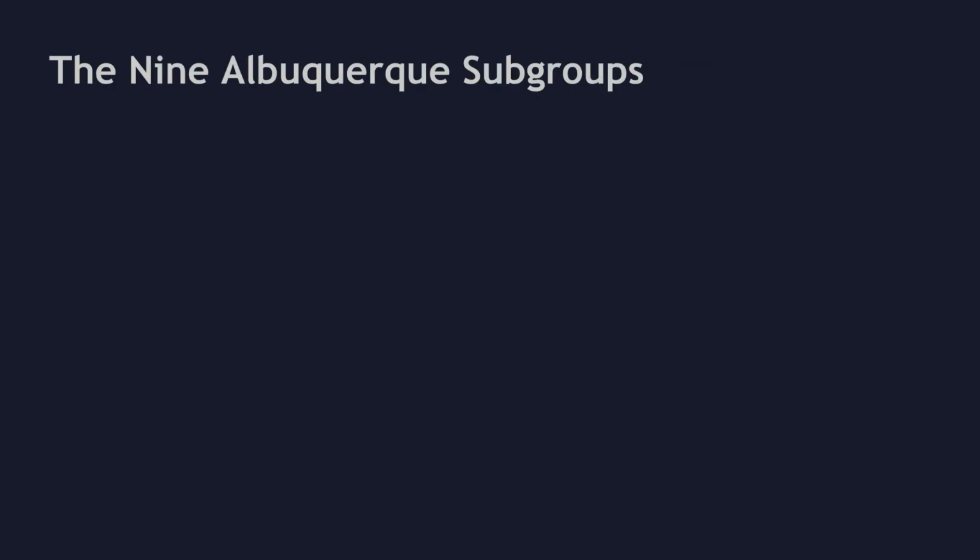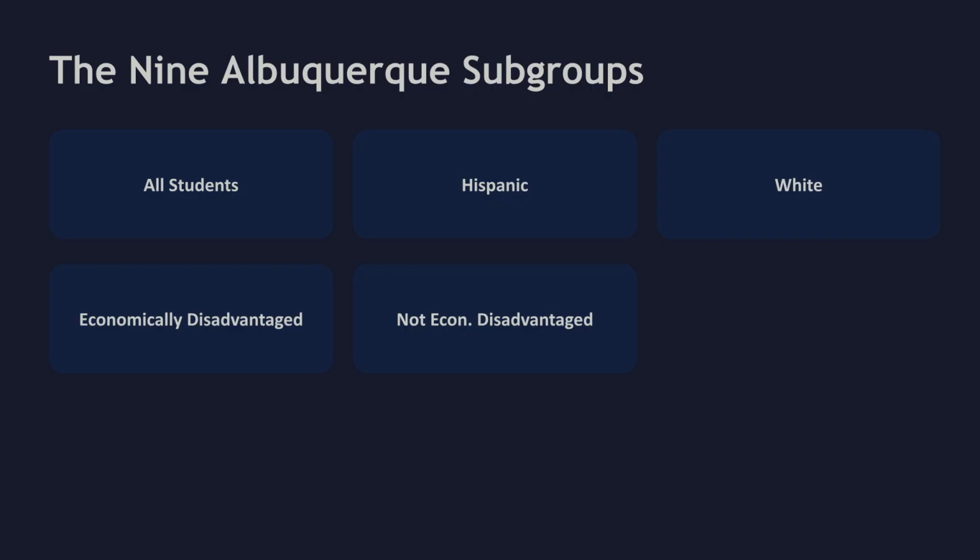We will now examine the 9 subgroups in Albuquerque public schools, including all students: Hispanic, white, economically disadvantaged, not economically disadvantaged, English learners, students with disabilities, male and female students. Note that English learners is the only subgroup with positive growth.